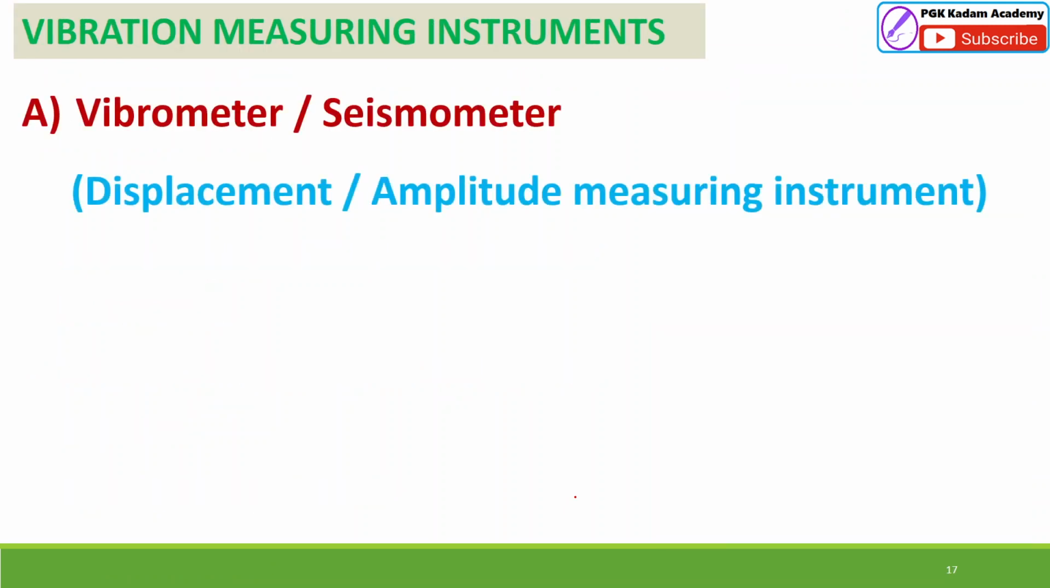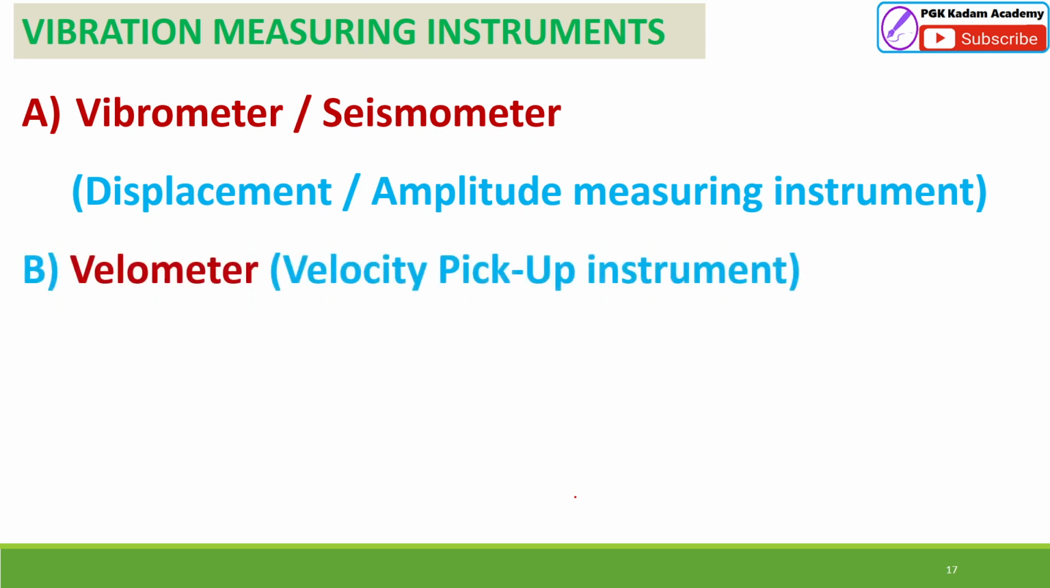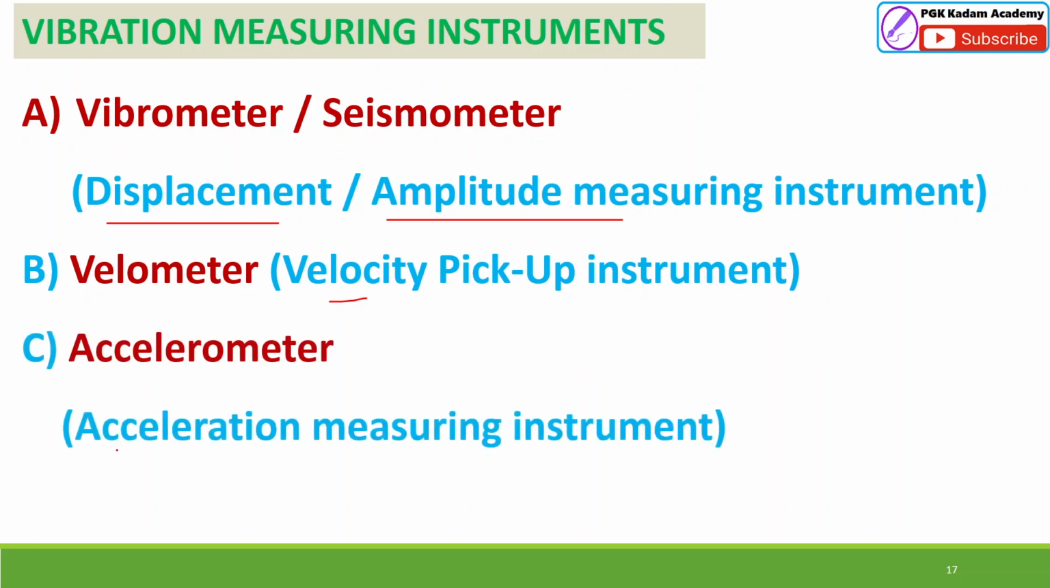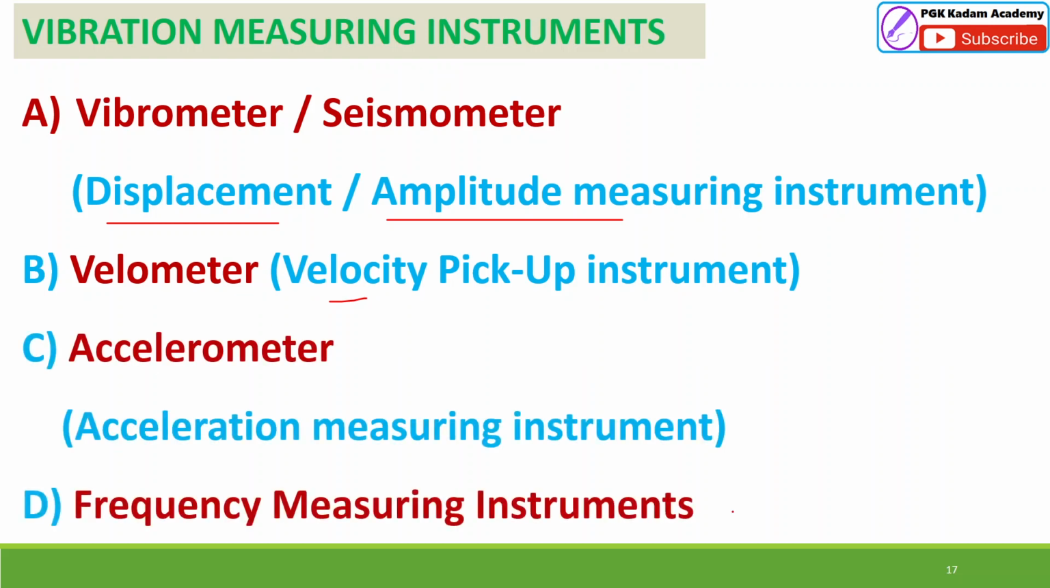The vibrometer is used for displacement or amplitude, the seismometer for amplitude, the velometer for velocity pickup, and the accelerometer for acceleration measurement. Similarly, there are frequency measuring instruments. These are the various measuring instruments. You can watch a different video on these vibration measuring instruments.